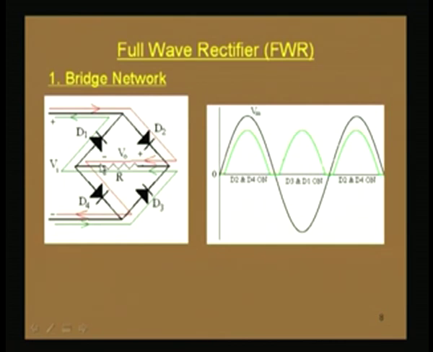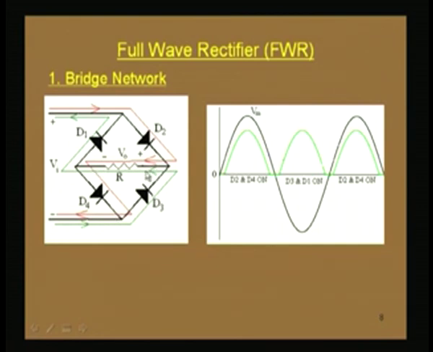Now, in the positive half cycle of the input voltage waveform, the red colored straight line shows the conduction of the diodes. The diodes D2 and D4, as you can see here, will be forward biased. This is positive connected to P, and this diode is also forward biased. That is why the current path is shown by this red line. The current will be flowing through D2 and D4.